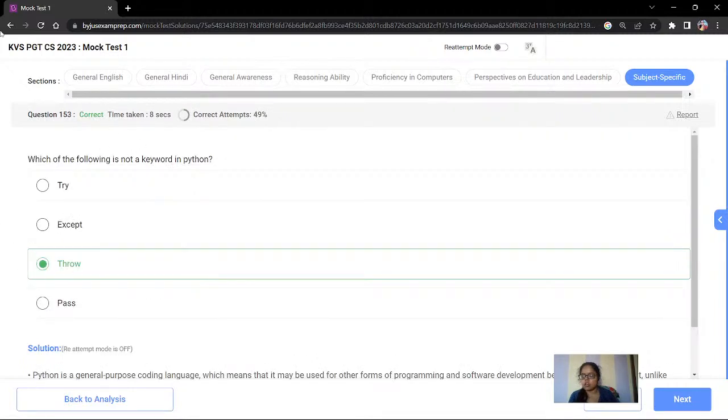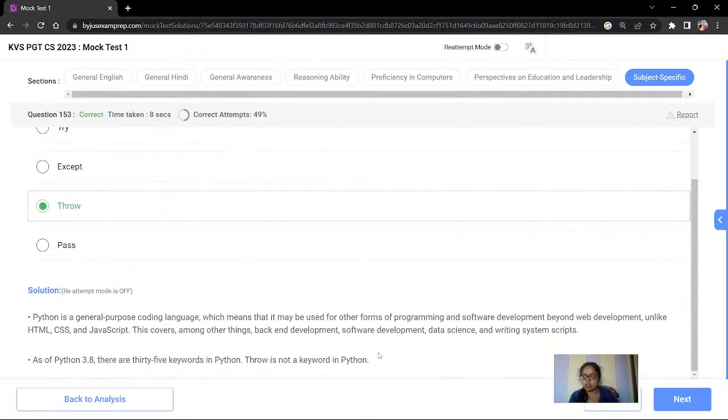Next, throw. Throw is not a keyword in Python. Others are keywords. Python is a general purpose coding language, which means it may be used for other forms of software, like HTTP, HTML, CSS, JavaScript. As of Python 3.8, there are 35 keywords in Python. So throw is not a keyword.